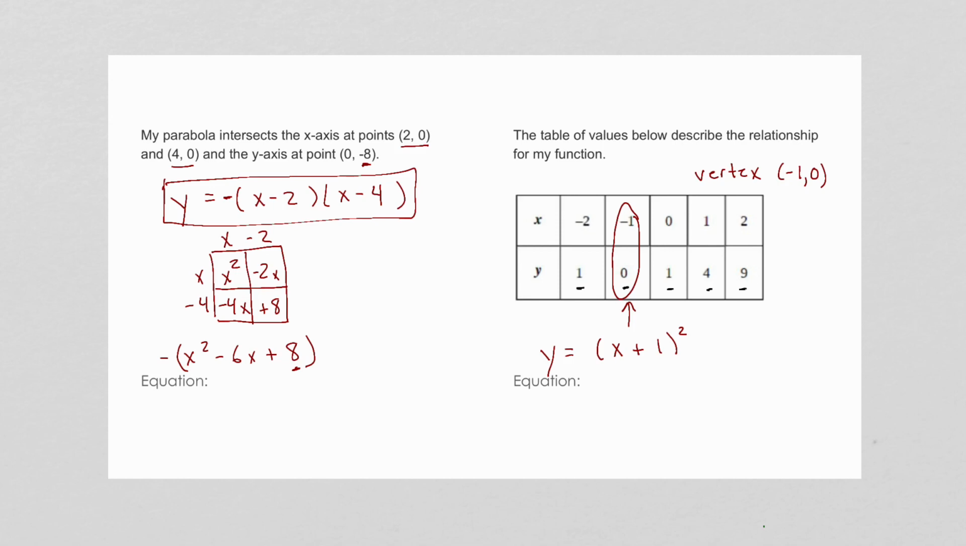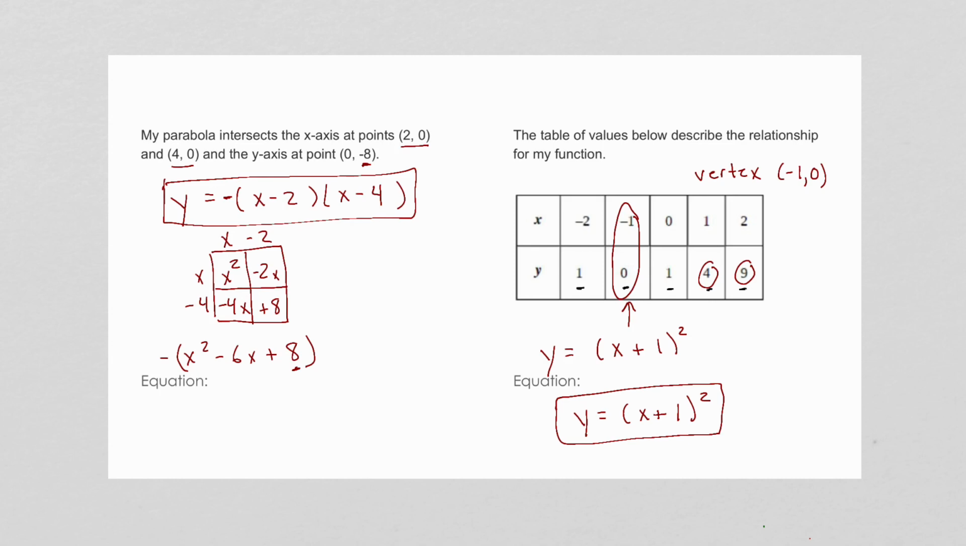So let's make sure that works for all the points in the table. If I put 1 in the equation, I get 1 plus 1 squared is 4. Okay, that works. If I put 2 in the equation, I get 2 plus 1 is 3. If I square that, I get 9. All right, so it looks like this equation works: y equals (x + 1) squared. And of course, we could convert that into standard form if we use the area model, and then we can convert that into factored form as well.